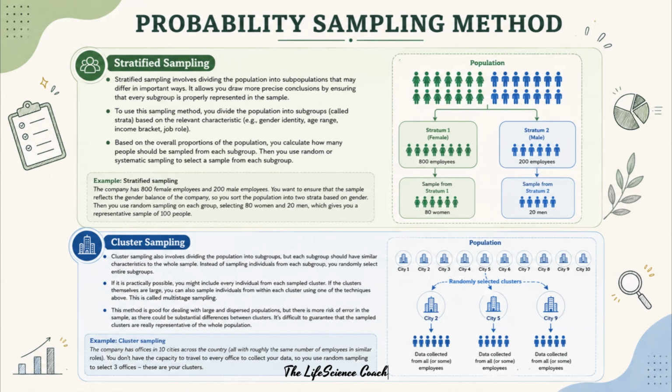Cluster sampling. In cluster sampling, the population is divided into groups called clusters. Instead of selecting individuals from every group, the researcher randomly selects entire groups. Why is it used? It is useful when the population is very large or spread across different places. Example: a company has offices in 10 cities. Instead of visiting all offices, the researcher randomly selects 3 offices and studies employees there.